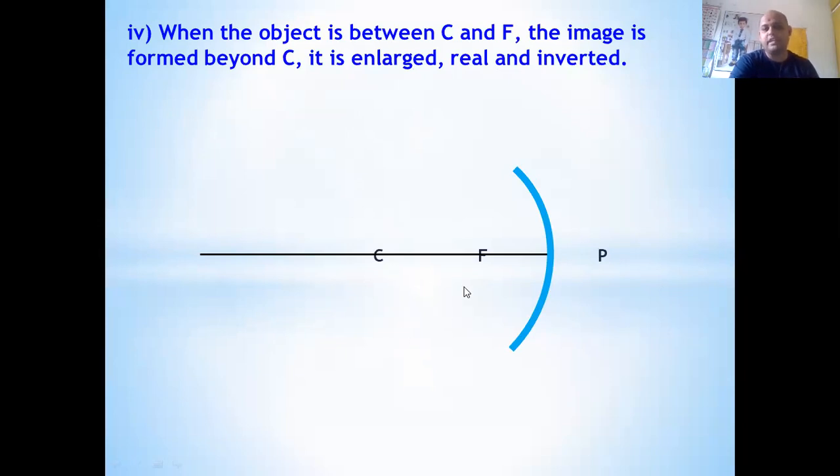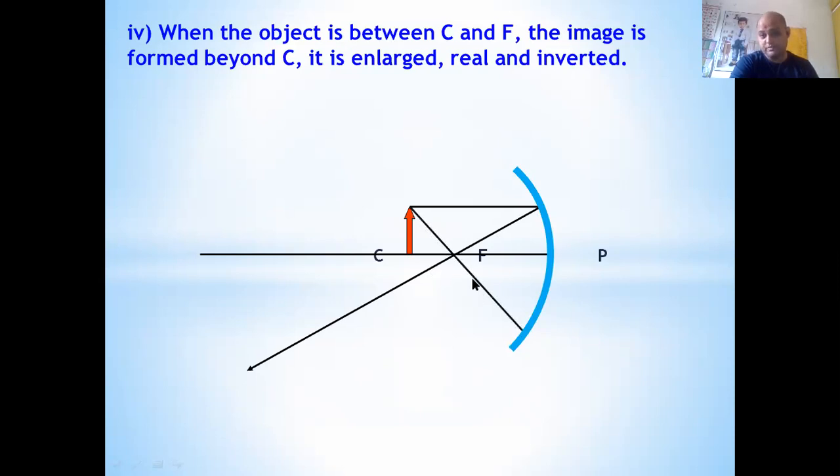Now if it is between C and F, this is the object, so this is the incident ray. It will get reflected from the surface and go beyond C. The second ray passes through F, but look at this one again, passing through F, so it will be parallel to the principal axis and the image formation will be here.